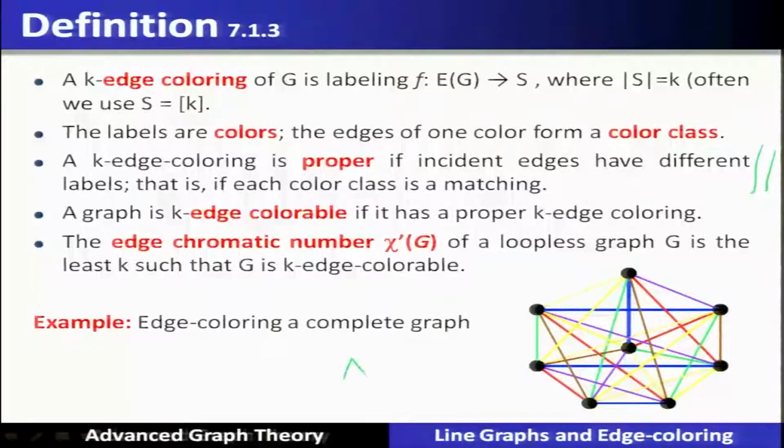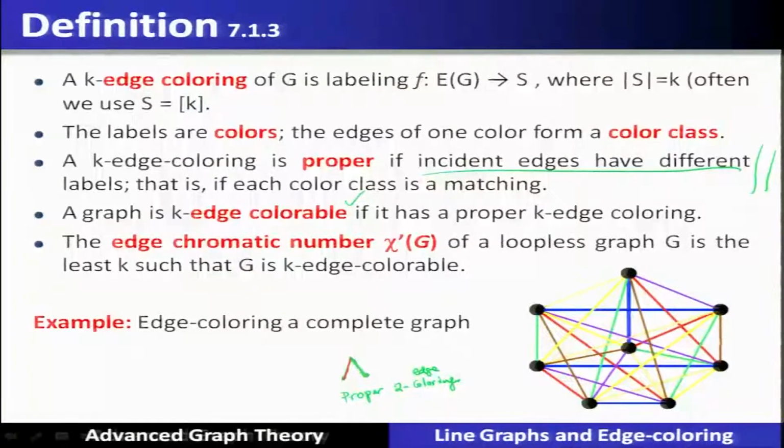So, let us understand what is proper coloring if the incident edges have different labels. Take this particular graph. The incident edge on this particular vertex, if this has the label, let us say red, then the other edge will have another label. Why? Because the incident edges should have different labels for a proper coloring. So, it is a proper two edge coloring. A graph is k edge colorable if it has a proper k edge coloring.